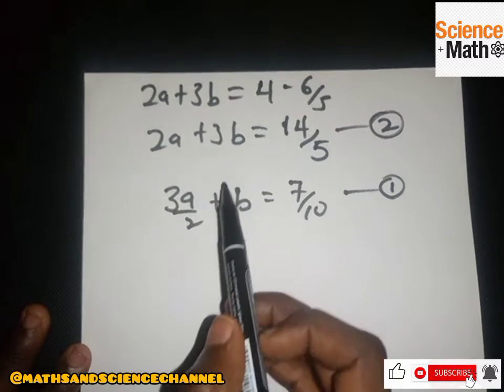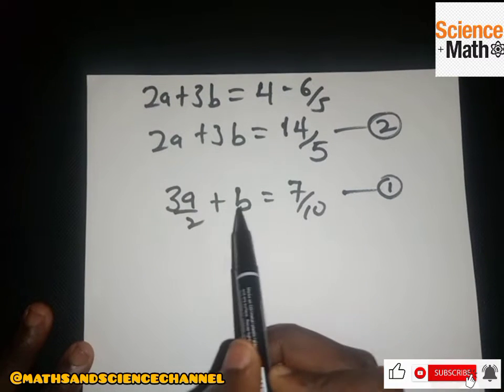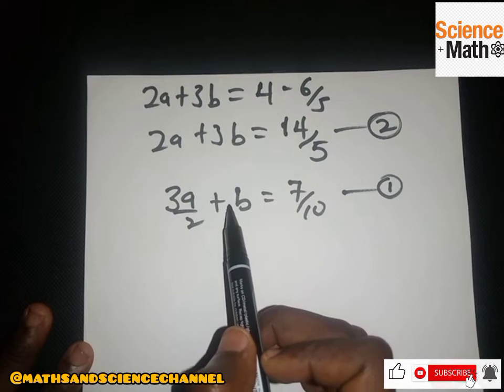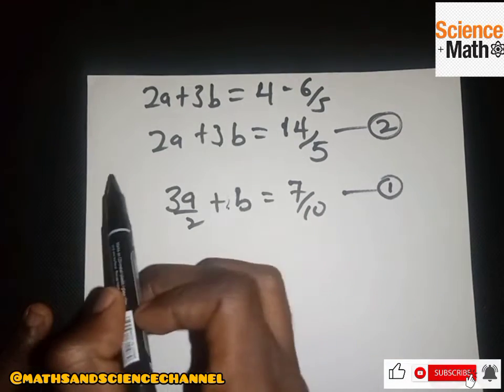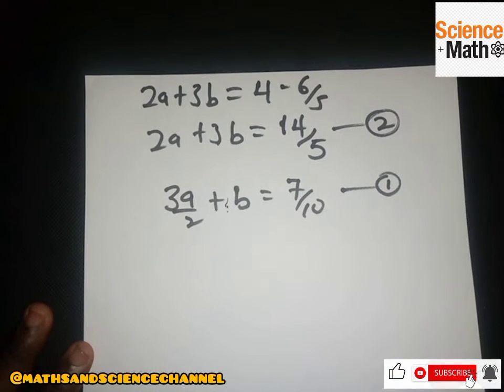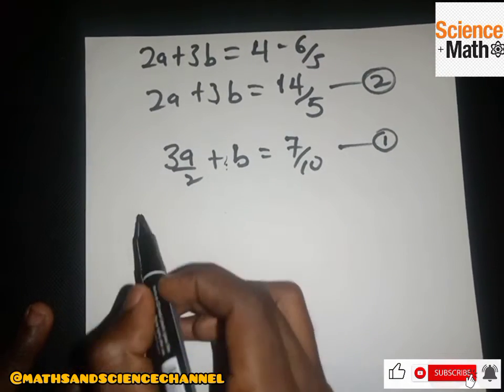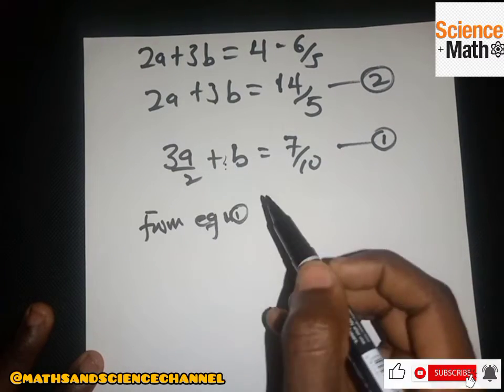And in doing that, realize that we can multiply through equation 1 here by 3. So we'll multiply through equation 1 by 3. We have 3b here, and then we have 3b. When we subtract, 3b minus 3b goes to 0, and therefore we can solve for a. So from equation 1, right?